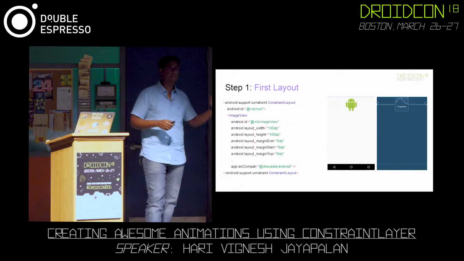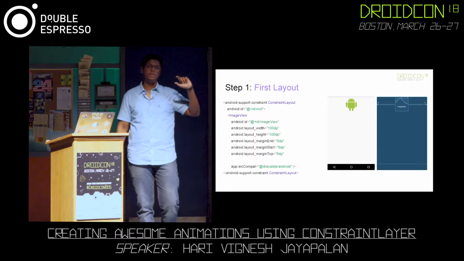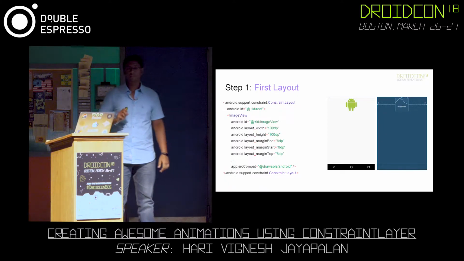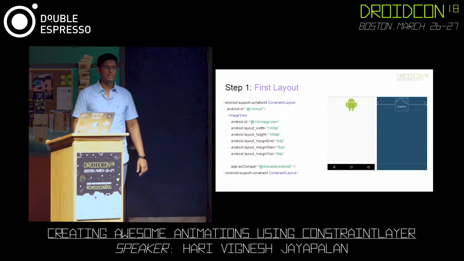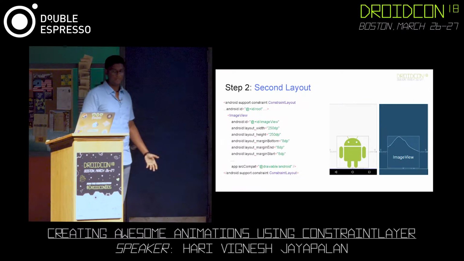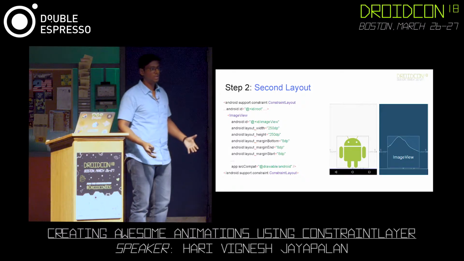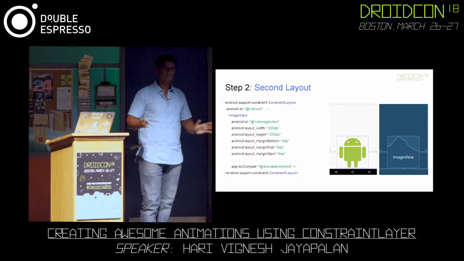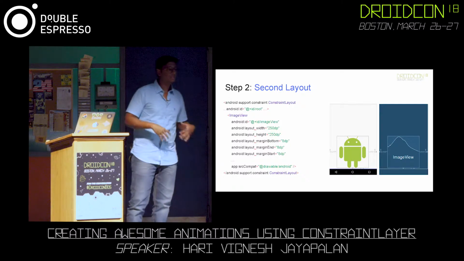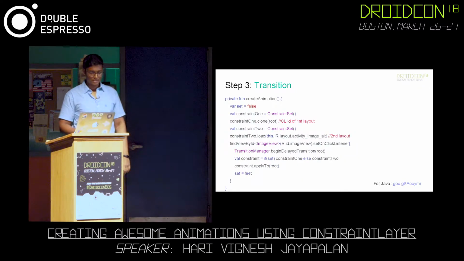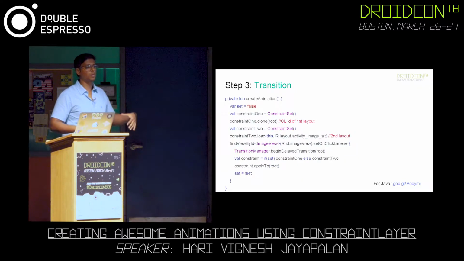For example, in the animation we saw, the mascot is on the top, providing left, right, and top constraints, and the size of the image view is 100 dp each. This is the first frame. Then we create the second frame, that is the end of the animation, how it should look at the end. So the mascot is at the bottom, with left, right, and bottom constraints, and the size of the image is 250 dp. Then the third step is where we programmatically perform this transition.